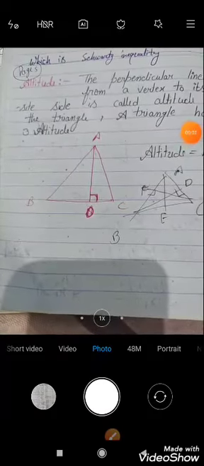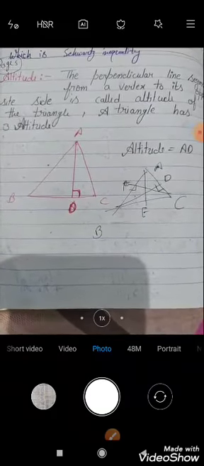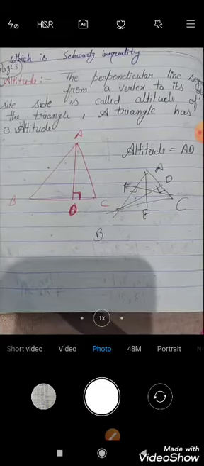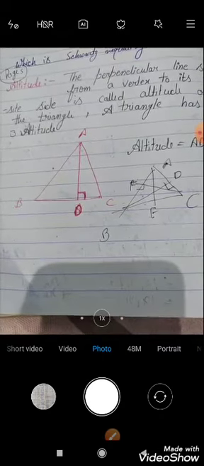Now move to our next topic. Our next topic is altitude. The perpendicular line segment from a vertex to its opposite side is called the altitude of the triangle. A triangle has 3 altitudes.